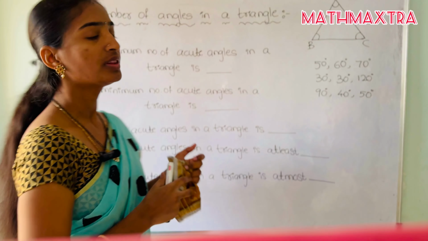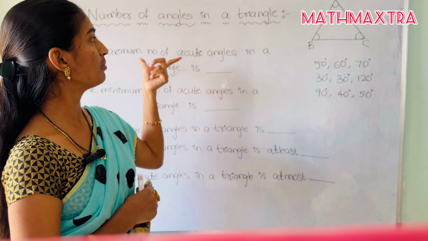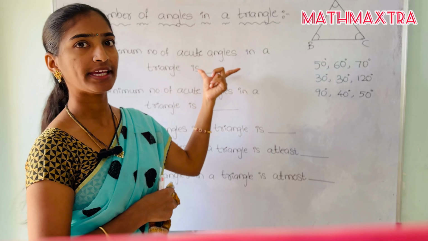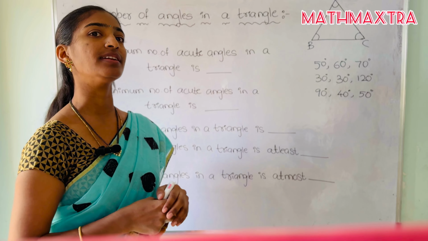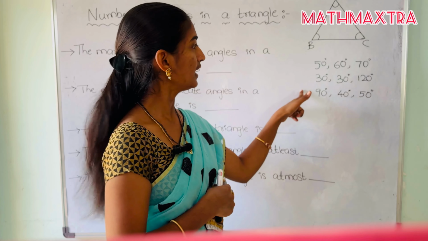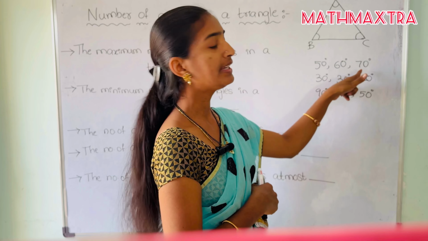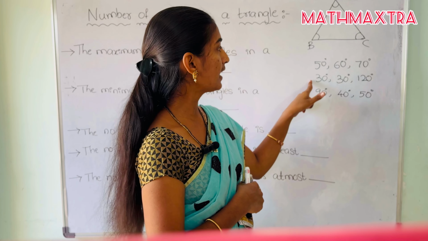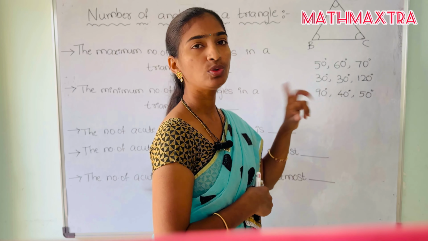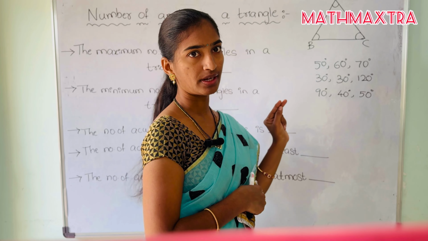Now we'll see. The question is how many maximum number of acute angles are possible in a triangle. We have considered these three cases. In the first case, all three are acute angles. In the second case, only two are acute angles. In the third case, two are acute angles.